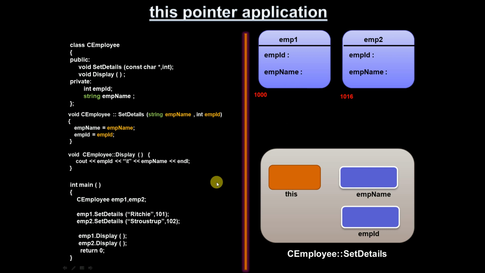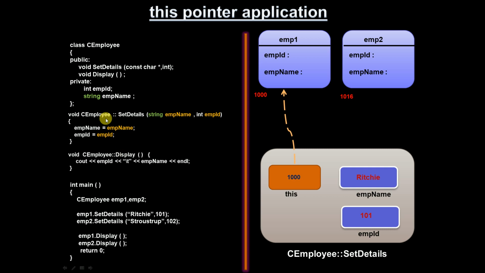That is, this pointer is pointing to emp1. Now it is having 1000 memory location, that is, this object's address. Now what is the value of emp name? Emp name I am passing as Richie. Emp ID I am passing as 101, right? So Richie and 101 will be copied to this.